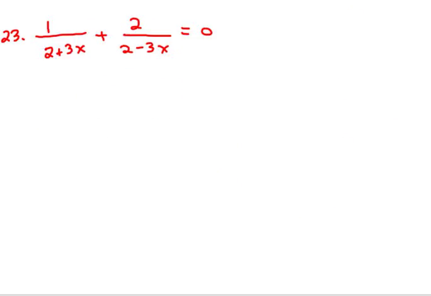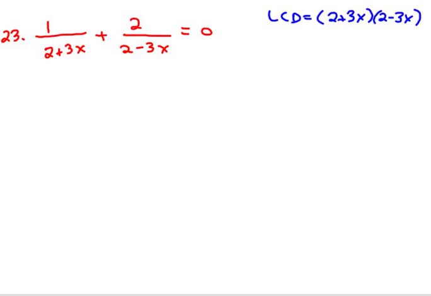Okay, starting with number 23, you see the directions have changed now. This is a solve equation. We see it's an equal sign, so we need to solve this. We still need an LCD because we're dealing with fractions. They're both factored, so the LCD is 2 plus 3x times 2 minus 3x.